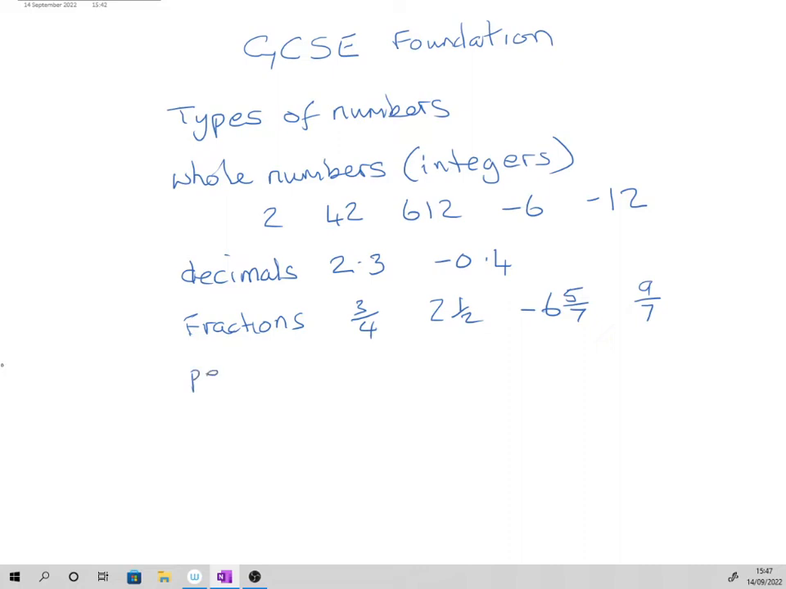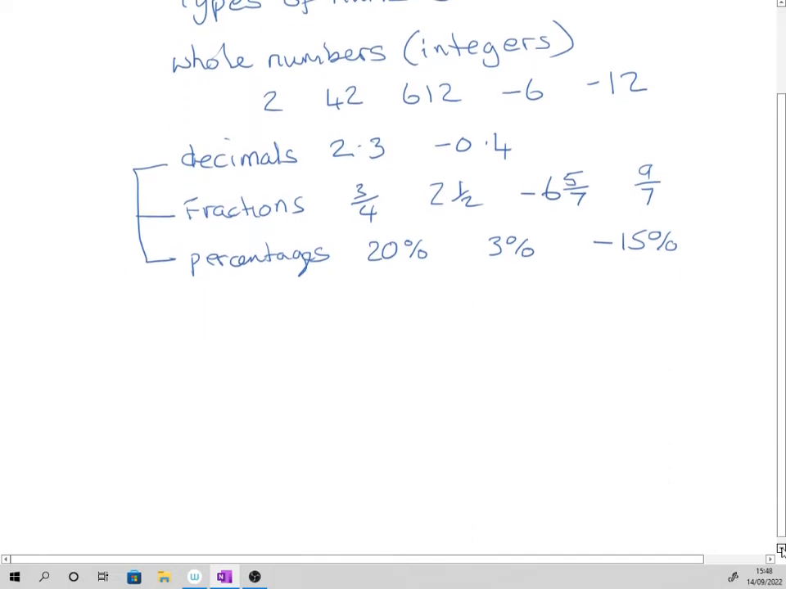And percentages, we'll see another one. Percentages. And there's a 20% discount on something, or you get a 3% pay rise if you're lucky, and you can have minus 15% when you've got a reduction as well. So all sorts of percentages, and we are going to have to be able to effortlessly, however you say that, move between decimals, fractions and percentages. Effortlessly. Wow. Let's hope it's easier than it is to say.